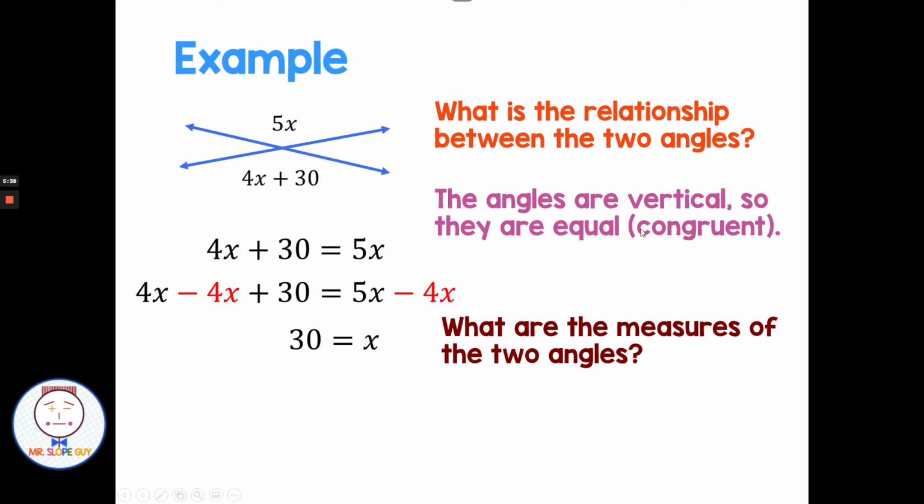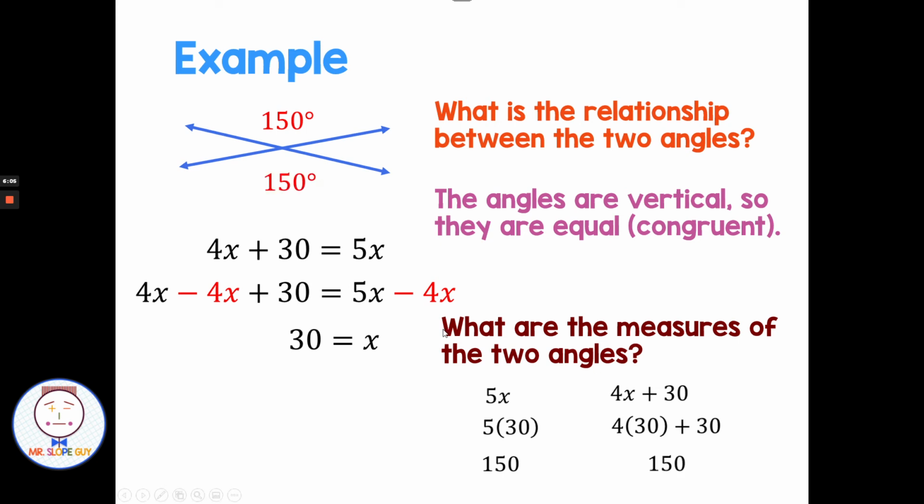So if x is 30, I can now say, what are the measures of the two angles? I can go back to my original relationships, my 5x and my 4x plus 30. Now that I know x is 30, I can do 5x, replace x with 30. 5 times 30 is 150. Then the other one I have, 4x plus 30, replace x with 30. I have 4 times 30 plus 30. I get 150 as well. So notice how both my vertical angles, they both came out to be equal in measure. They are both 150 degrees.